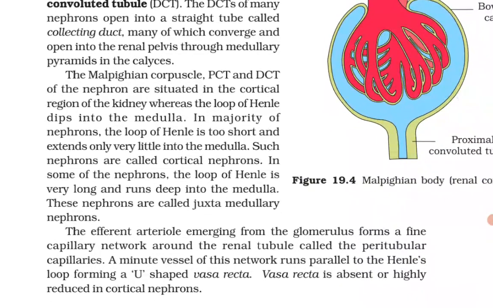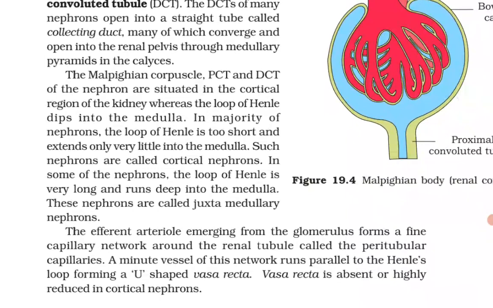The Malpighian corpuscle, PCT and DCT of the nephron are situated in the cortical region of the kidney, whereas the loop of Henle dips into the medulla. In the majority of the nephrons, the loop of Henle is too short and extends only very little into the medulla. Such nephrons are called cortical nephrons.